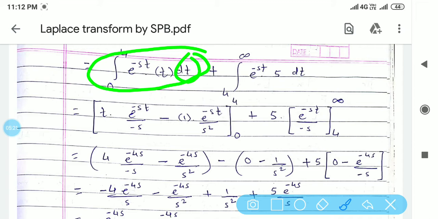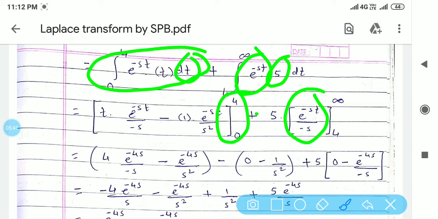So we are using here the generalized by parts rule, plus this 5 is constant. So 5 into the integration of e raised to minus st, which is e raised to minus st by minus s, with limits from 4 to infinity. Now substitute the upper limit and lower limit. In place of t we have to put the limits. So 4 into e raised to minus 4s by minus s, minus e raised to minus 4s by s square. This is the upper limit.